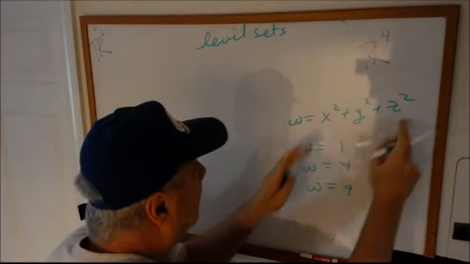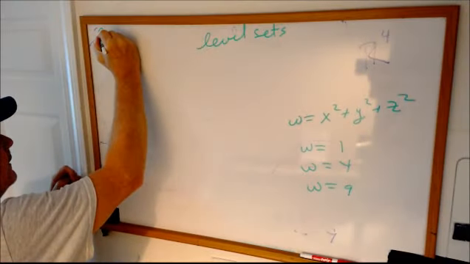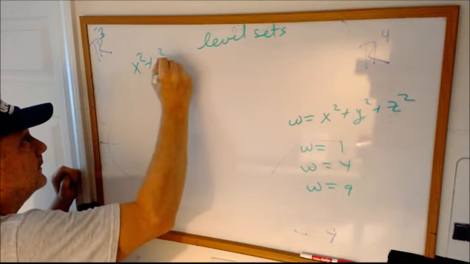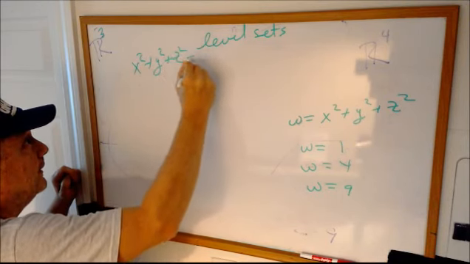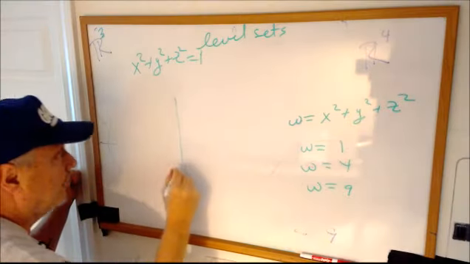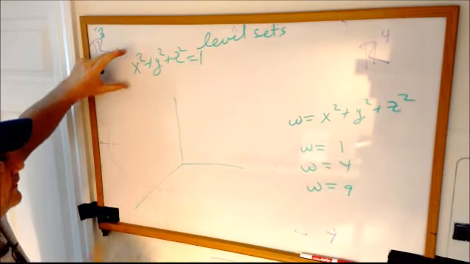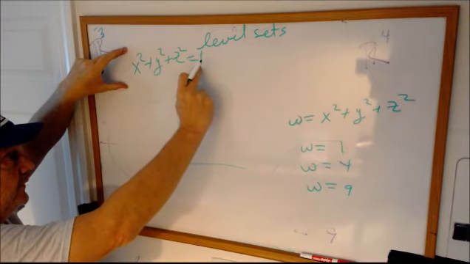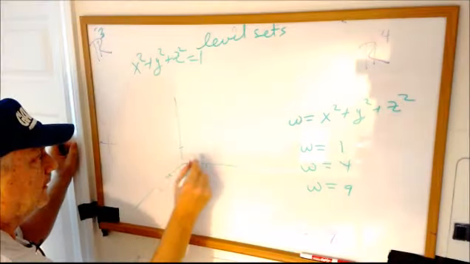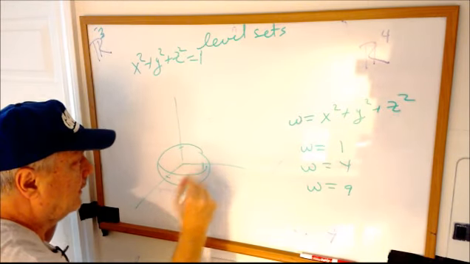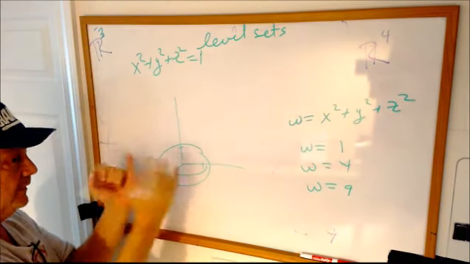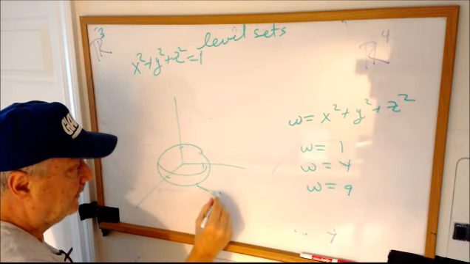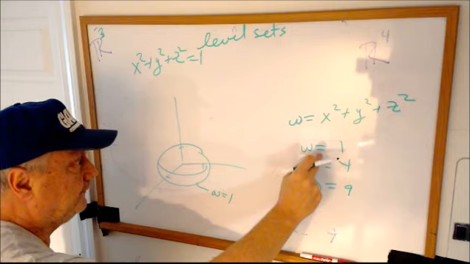Well, if w is 1, then over here we have x squared plus y squared plus z squared is equal to 1. And in space, you'll probably learn this later, this is a sphere of radius 1. And we're going to associate this sphere or surface with w is equal to 1.